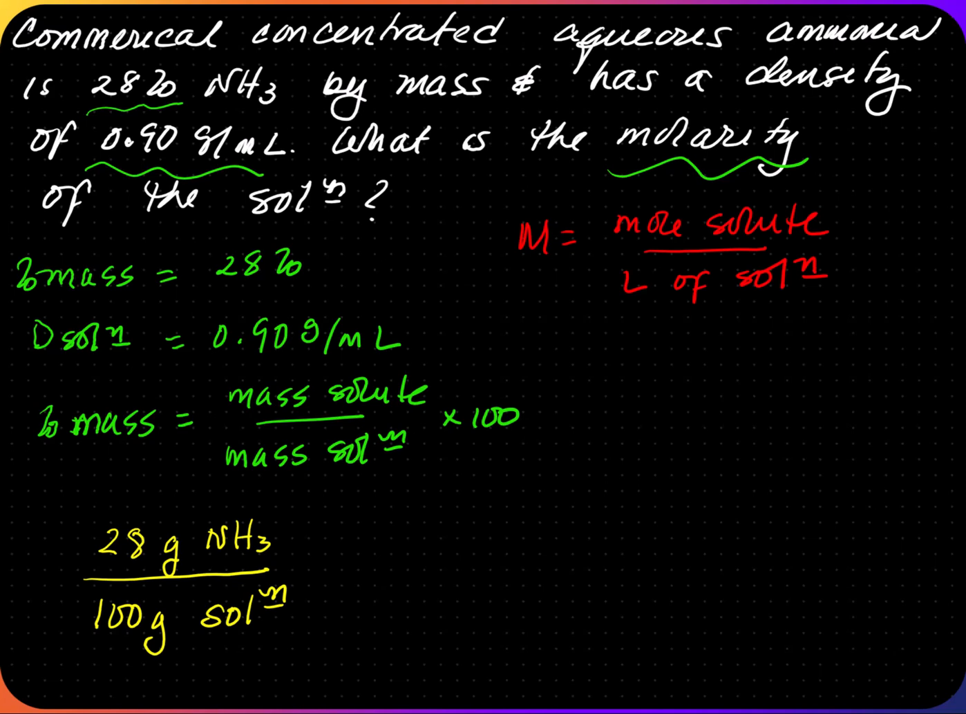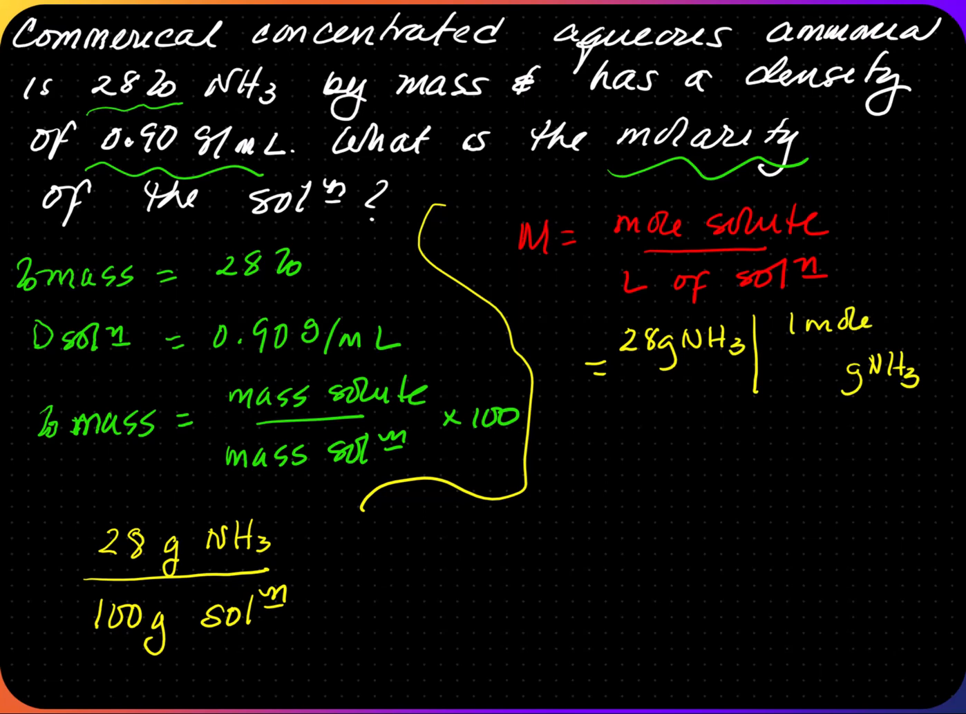So now that we know there are 28 grams of NH3, we could do molar mass. Here, I'm going to plug it all into the equation. However, if you want to do it separately and plug it in, you are welcome to do that. So there's 28 grams of NH3, and I need to convert it to moles. There's 1 mole of NH3, 17.03. Now I'm going to convert my solution, which is in mass, to volume. To do that, I'm going to use my density here.